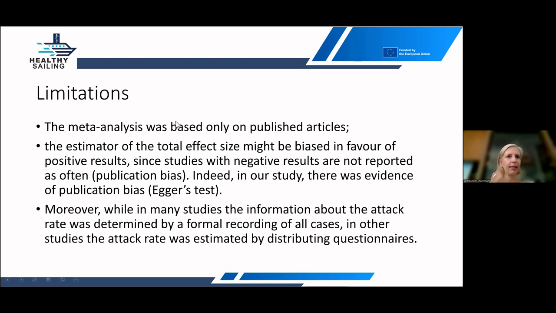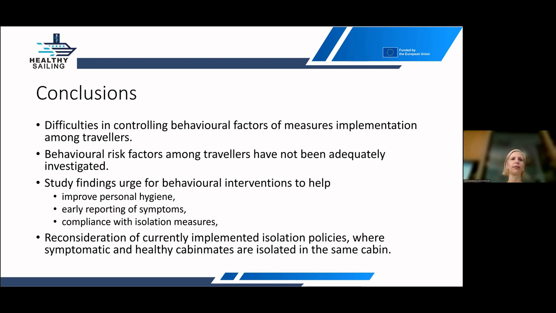Our study has several limitations. The meta-analysis was based only on published articles. The estimator of the total effect size might be biased in favor of positive results, and indeed, in our study, there was evidence of publication bias. In many studies, the information about the attack rate was determined by a formal reporting of all cases, while in other studies, the attack rate was estimated by distributing a specific questionnaire. So it is expected that if we distribute a specific questionnaire, we will find more cases.